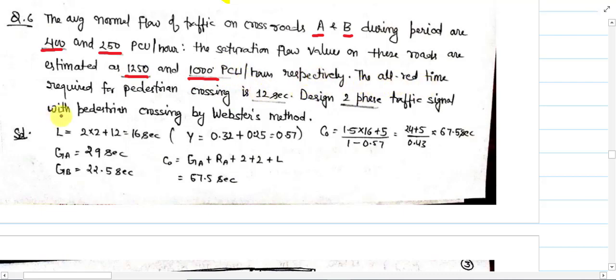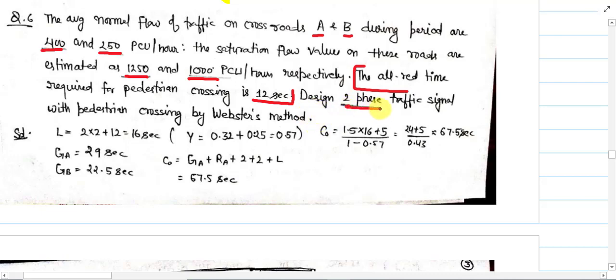The all red time required for pedestrian crossing is 12 seconds. So this is the important one. This is the all red time in which the pedestrian will move, and at this time the traffic flow will be considered as stop or restricted.